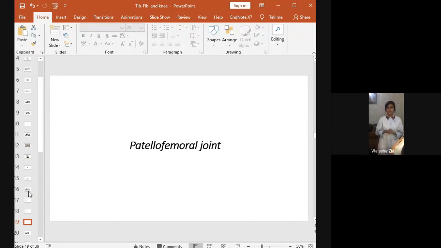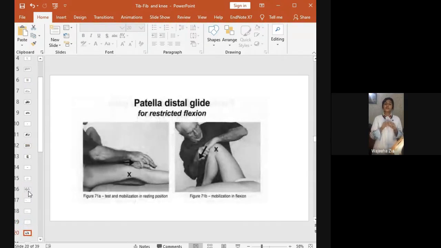Now we'll go for the mobilization technique of the patellofemoral joint first. You can see there are 4 glides at the patellofemoral joint: the superior glide, inferior glide, medial, and the lateral. In this model, you can see if it moves upward, this is the superior glide. If it moves downwards, this is the distal glide or the inferior glide. This one is the medial glide, and this one is the lateral glide. So there are 4 glides at the patellofemoral joint.